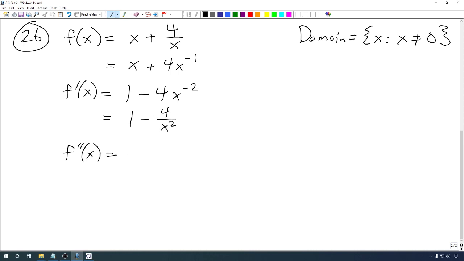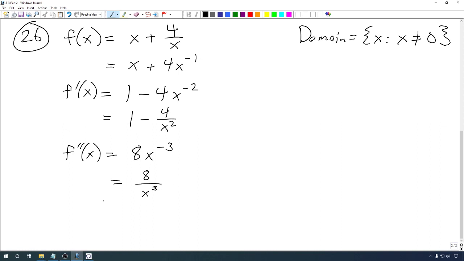For the second derivative, this time the 1 actually goes away. So we don't have this first term anymore. We're going to have the negative 4, but then we're going to bring down a negative 2 as well. Negative 4 times negative 2 is actually a positive 8. And then our power goes from negative 2 to negative 3. In other words, our second derivative is 8 over x cubed, if we want to write it that way.